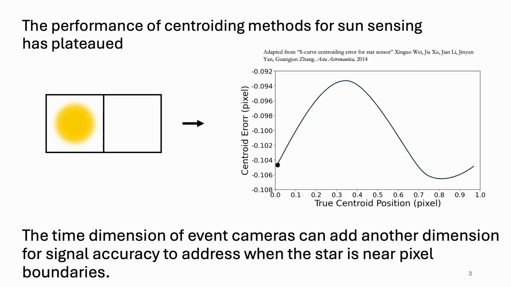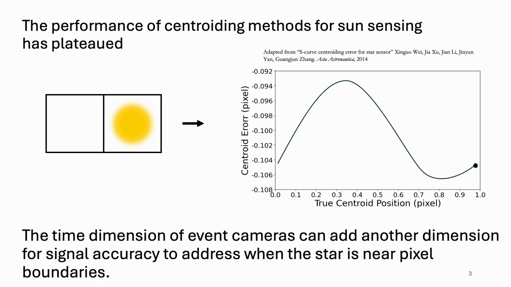Now, the performance of sun sensing in conventional cameras has plateaued, and this is in part due to a phenomenon known as the S-curve centroiding error, as shown in the plot on the right. When a point source function is at the center of a pixel, the resultant centroiding estimations are very accurate. However, as it moves from one pixel to the next, the point source function spreads. The algorithm, due to the sample resolution of the available pixels, starts to bias the centroid fit to the starting pixel. This creates a systematic offset. The measured position lags behind or jumps ahead of the true one.